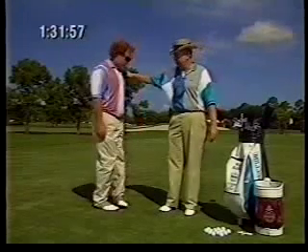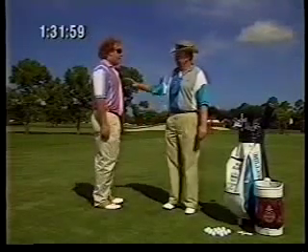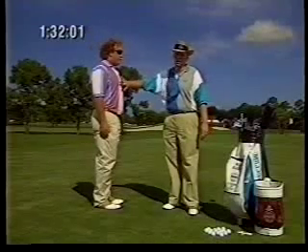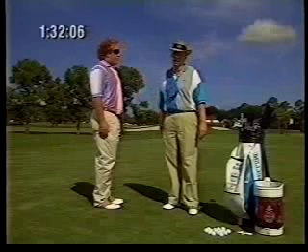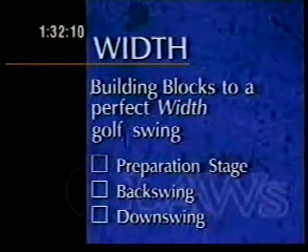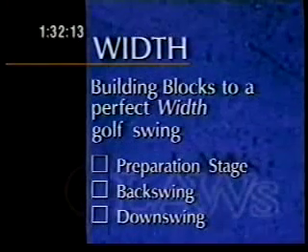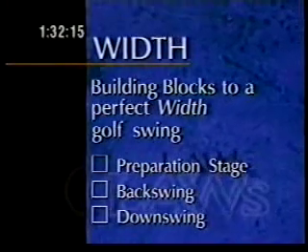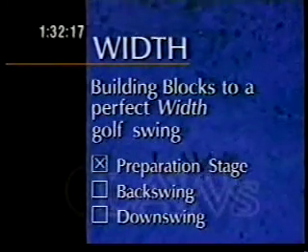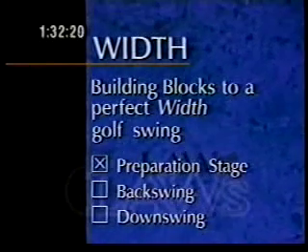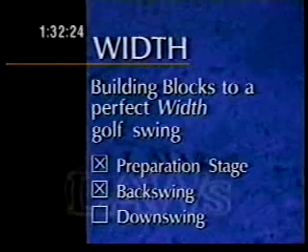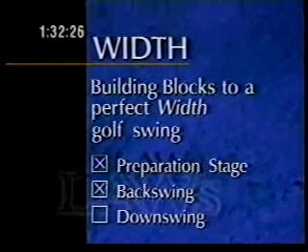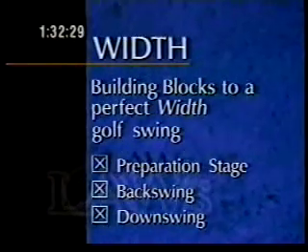Now if we turn this way, we can see Jonathan has a very big chest. This chest demands that he swing the golf club in the width dimension away from him. We are now ready to learn the building blocks to the ideal width golf swing. Our first building block is the preparation stage. It has 5 elements. Our second building block is the backswing, which has 2 elements, and our final building block is the downswing, which has 3 elements.